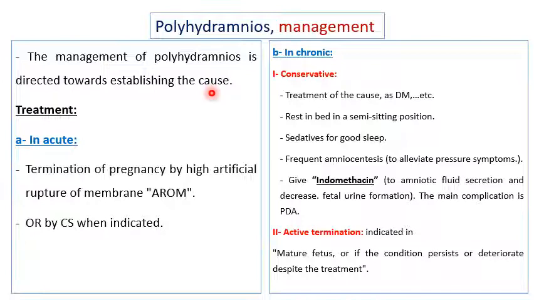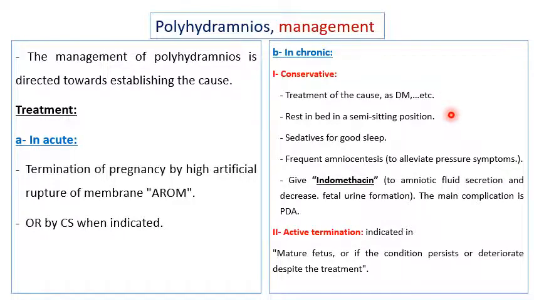But acute polyhydramnios is commonly associated with fetal abnormalities or anomaly, and termination of pregnancy is better. If termination of pregnancy is decided by vaginal delivery, we will do artificial rupture of membrane to stimulate uterine contraction, and will give the patient ecbolics like oxytocin or prostaglandin. Or we can terminate pregnancy by cesarean section when indicated, like a patient with previous cesarean section, macrosomic baby, or multiple anomalies.